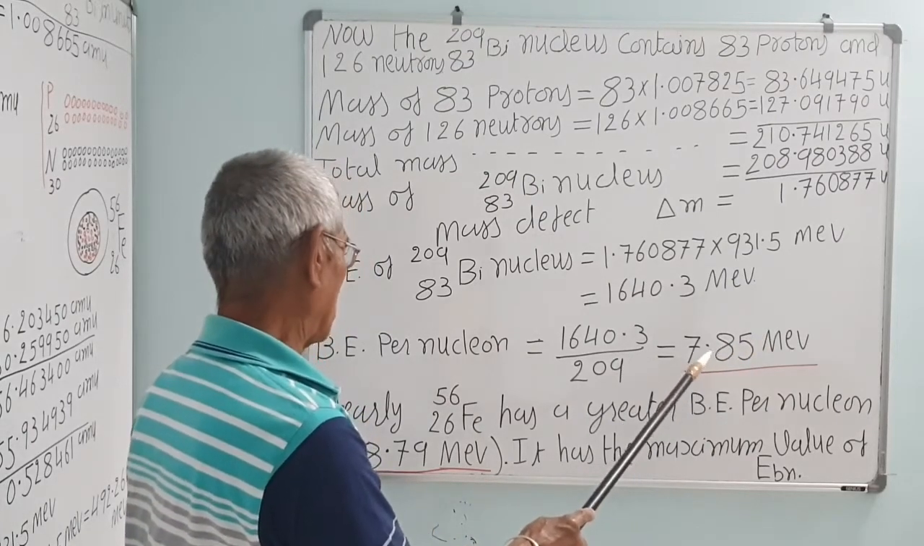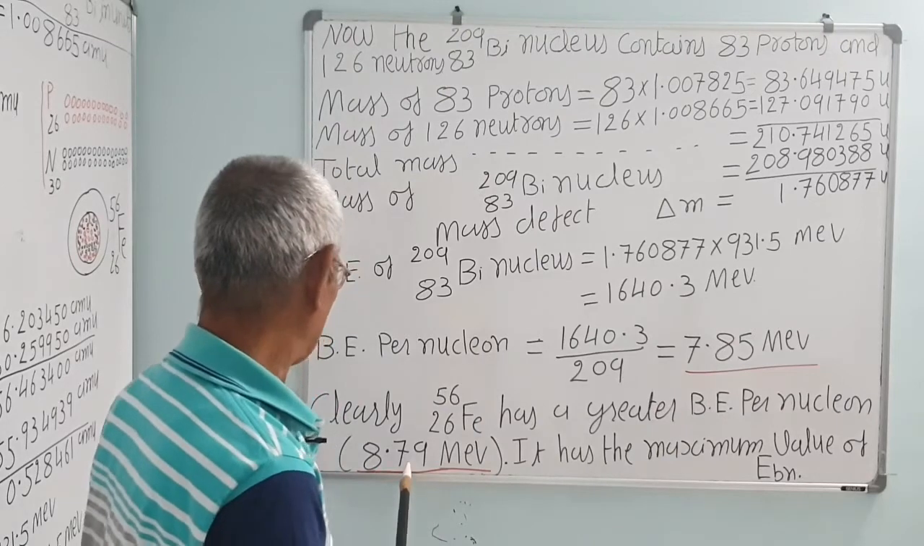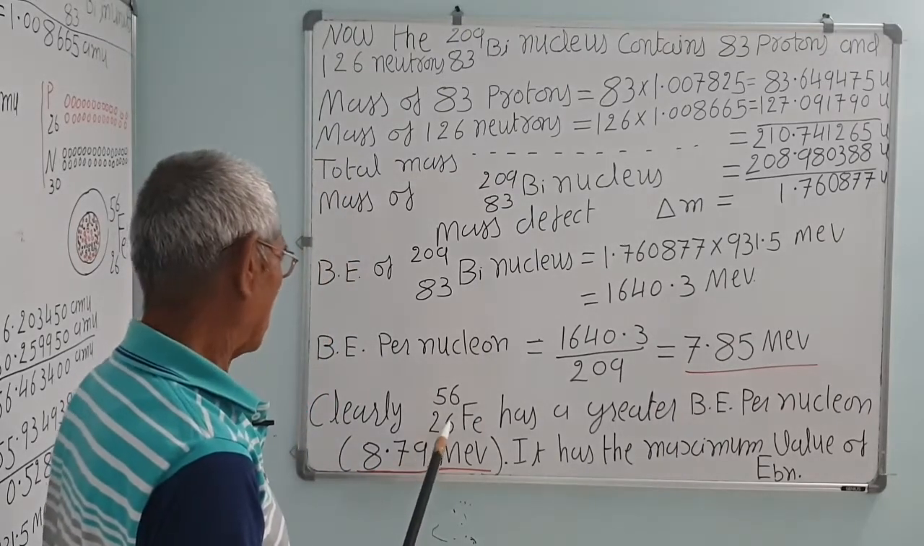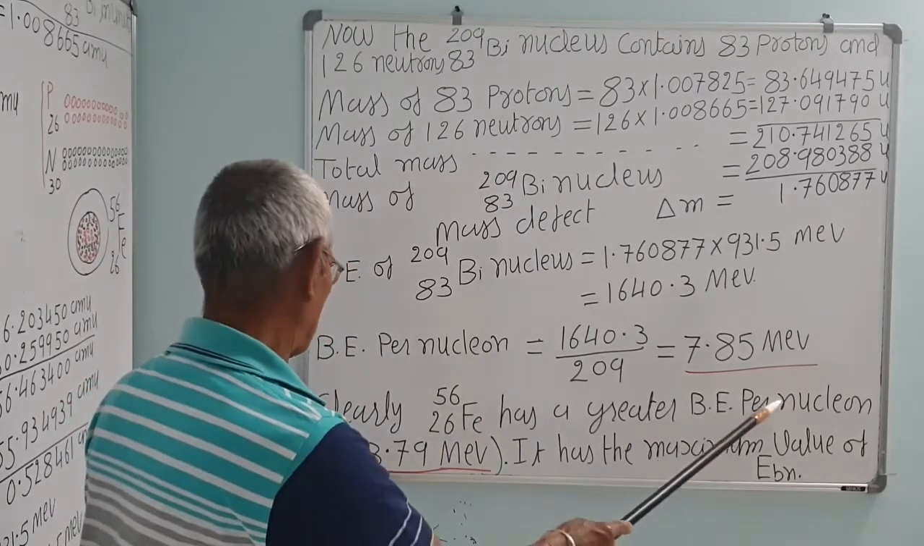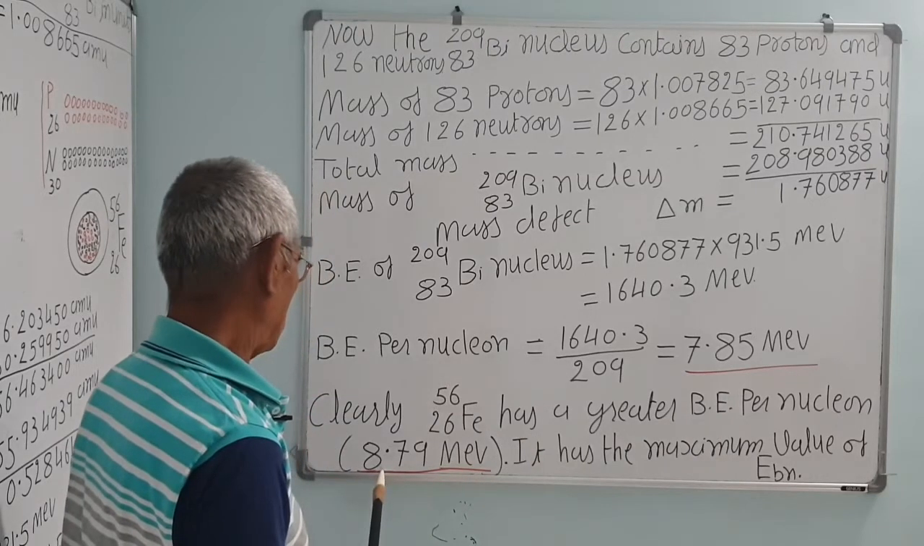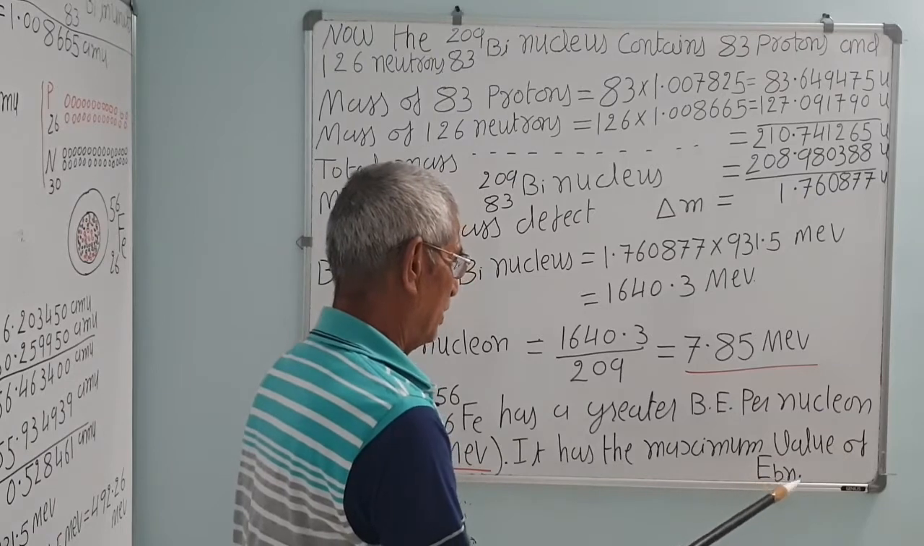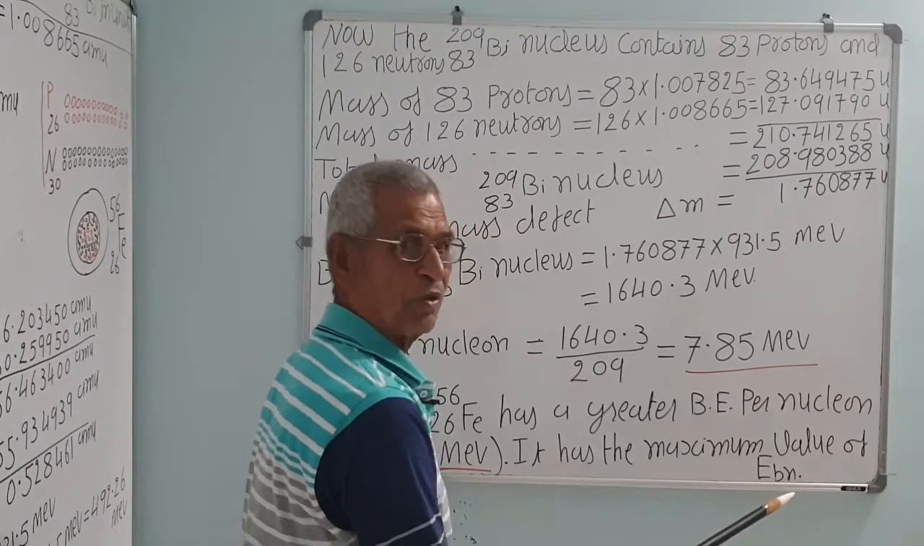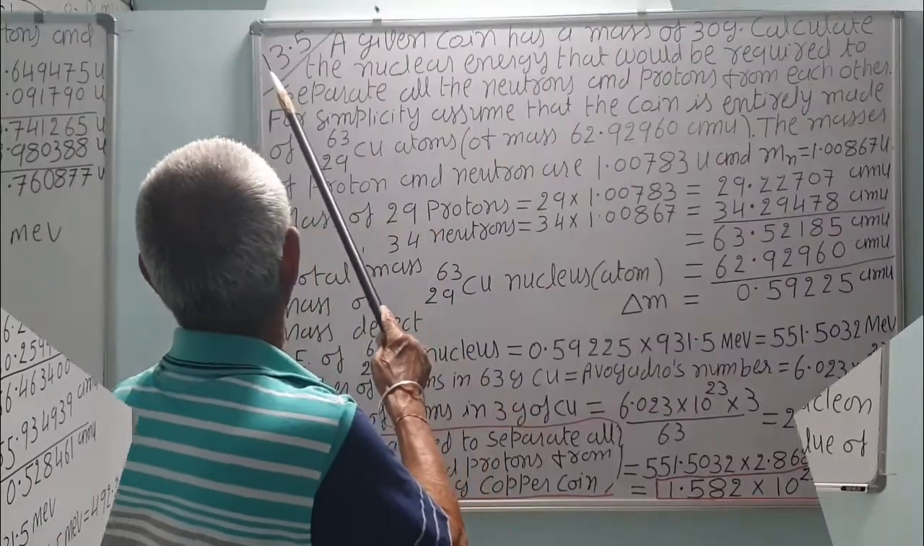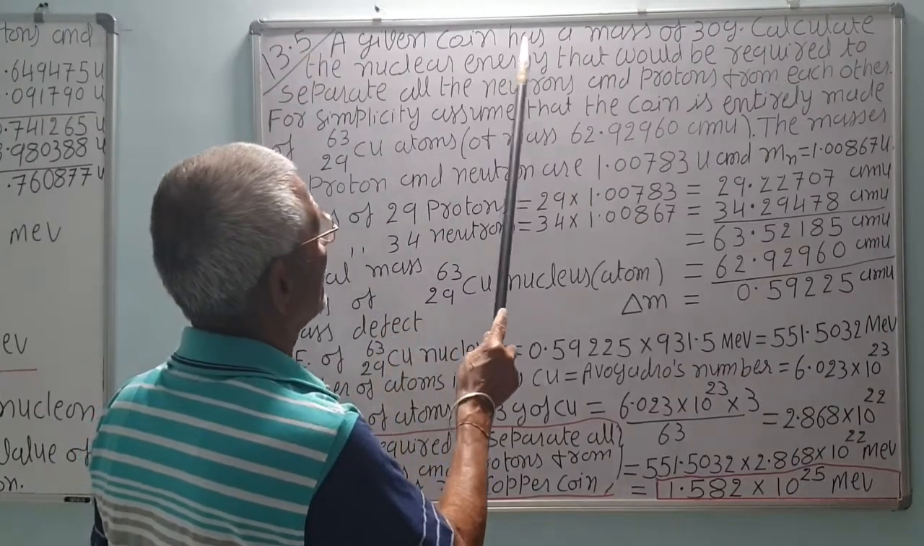This is less than the binding energy of the iron. So iron has greater binding energy per nucleon, and it is a maximum. It has the maximum value of EBN, B for binding energy and N for nucleon per particle.